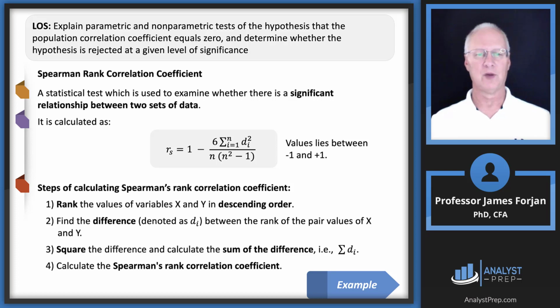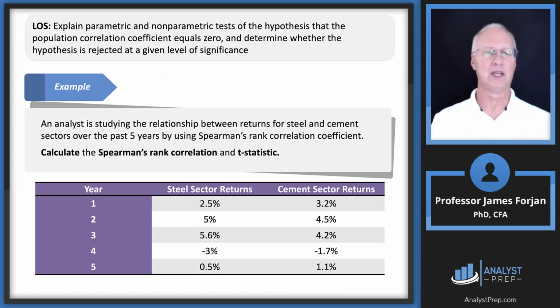And what I want to do is waste a few more minutes of your time by going through these steps. So we're going to rank the values. We're going to find the difference. We're going to square the difference, then sum those differences, and then calculate the Spearman rank correlation coefficient. And so I wasted your time, because those probably didn't make any sense at all to you. And that's, of course, why we have an example. So you ready for this? This will make it perfectly clear.